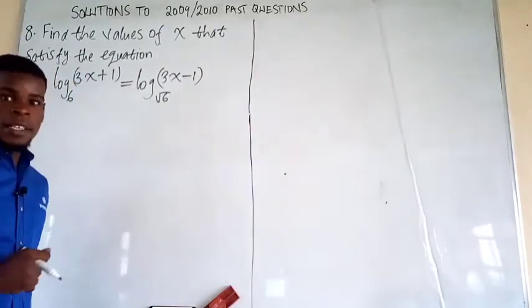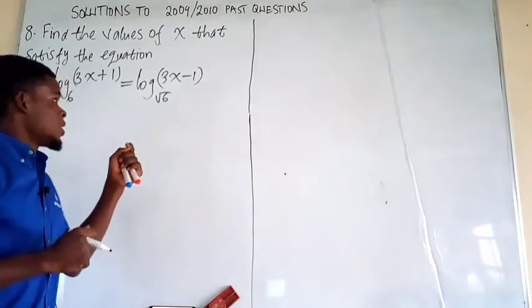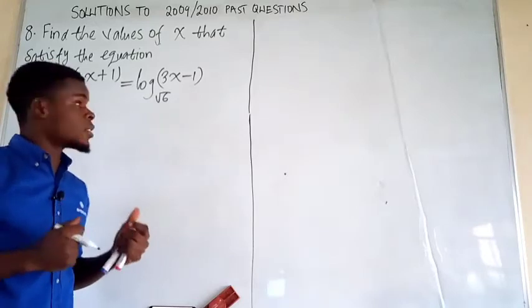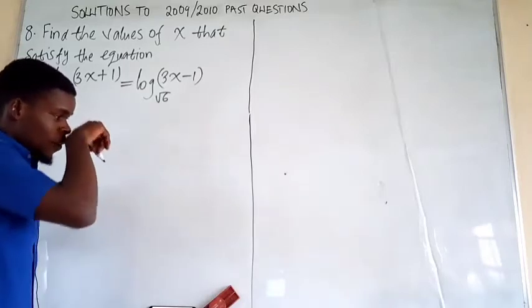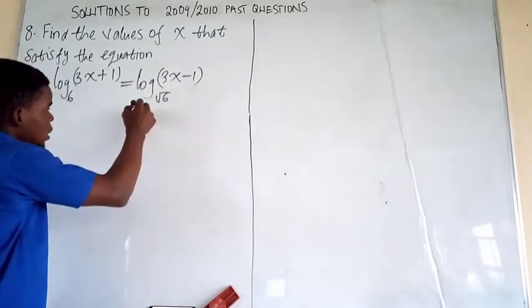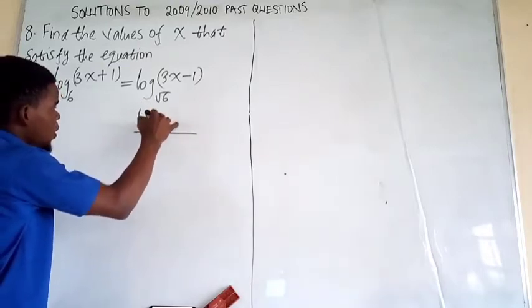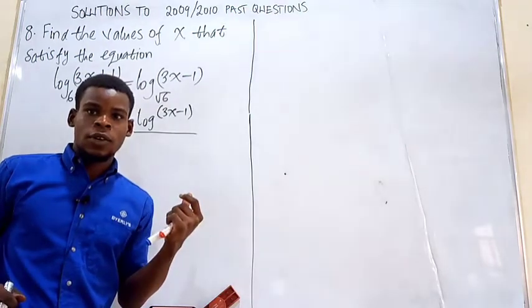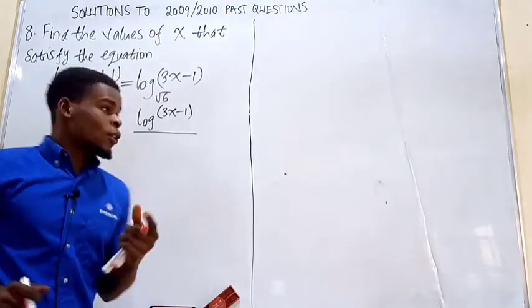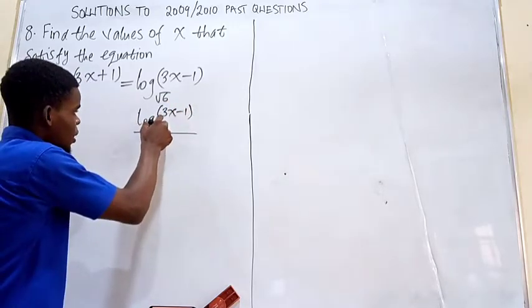Now, on the right-hand side, I'm going to have to do a change of base of logarithm, because this base root 6, I want to get 6 out of it. And this is how to change the base. First of all, you write it as a quotient. Then at the top, you put down the logarithm of 3x minus 1. By change of base, we want to change the base from what we have to what we want to have. So I'm going to change the base from this root 6 to 6.